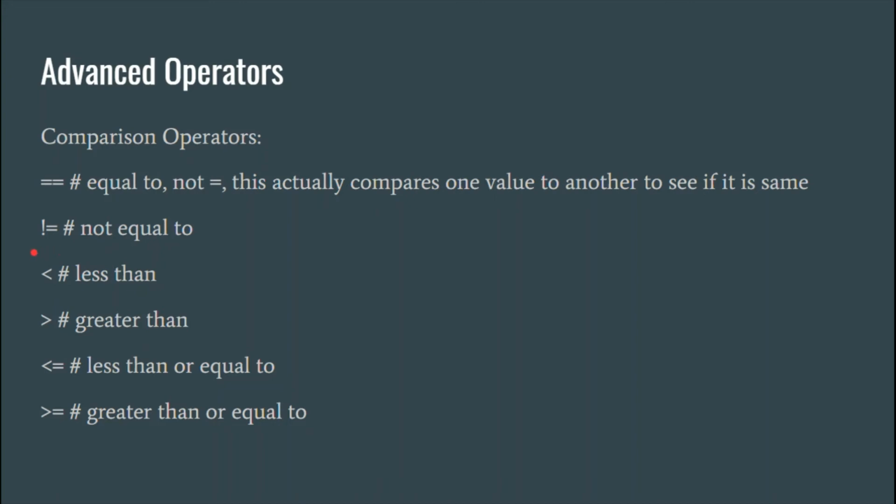Next, these are pretty simple, these 2. This one checks if a number is less than another number, and this one checks if a number is greater than another number. These 2 are just a little bit different from the last 2. This one checks if a number is less than or equal to another number, and this one checks if a number is greater than or equal to another number.